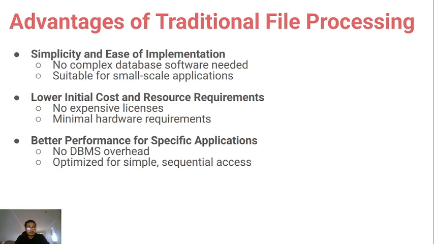Okay, so now let's talk about the advantages of traditional file processing. Number one is simplicity and ease of implementation. For small scale applications with minimal data requirements, classical file processing is simple to build. You do not require sophisticated database software or administrators. Developers can readily construct file-based systems with conventional programming languages. This simplicity makes it appropriate for standalone apps, personal utilities, and systems with simple data.